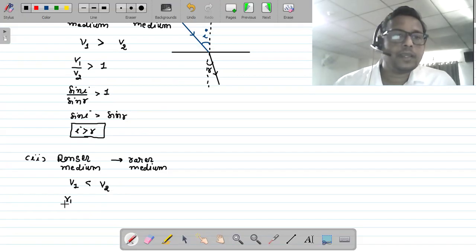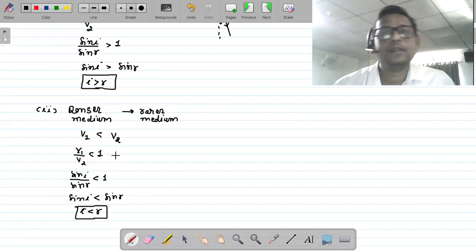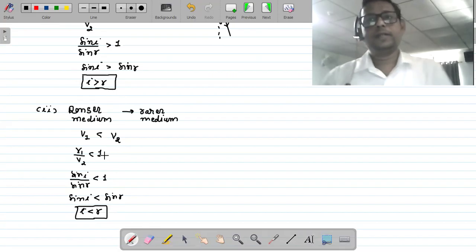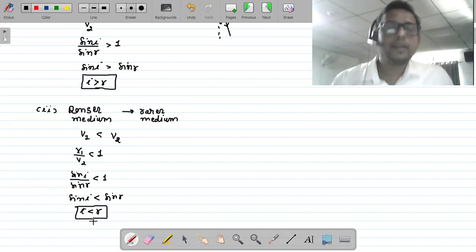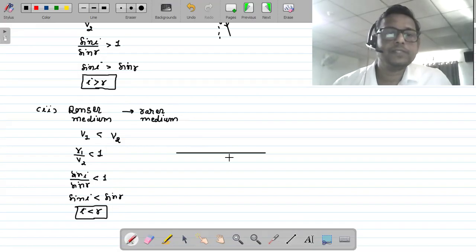From here, v1 divided by v2 is less than 1, and v1 by v2 we can write as sin I divided by sin r, which is less than 1. From here, sin I is less than sin r, or I is less than r. So when the light ray is traveling from denser medium to rarer medium, the angle of incidence is lesser than the angle of refraction. Let's draw a ray diagram for this case also. So this one is the interface.